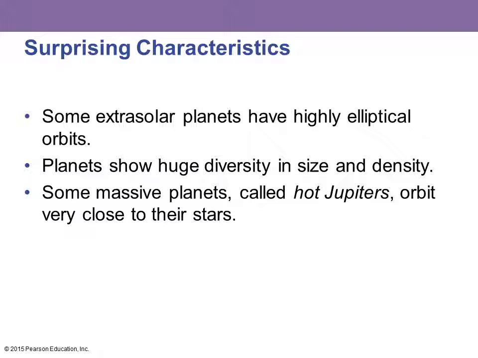So some extrasolar planets have highly elliptical orbits. We really don't have that in our solar system. Planets show a huge diversity in size and density. And some massive planets called hot Jupiters orbit very close to their stars. In other words, it would be a very large planet, but also very, very close in to the star it orbits, not like our solar system.